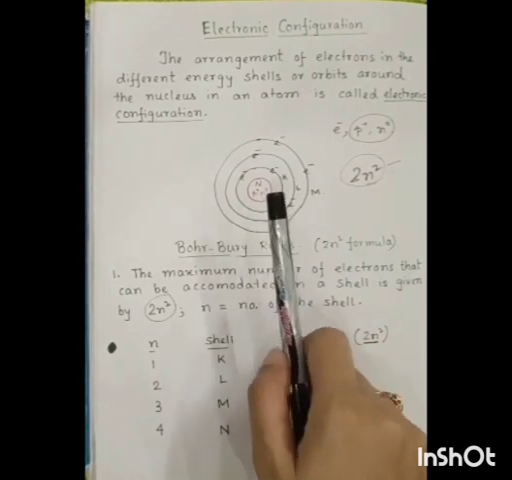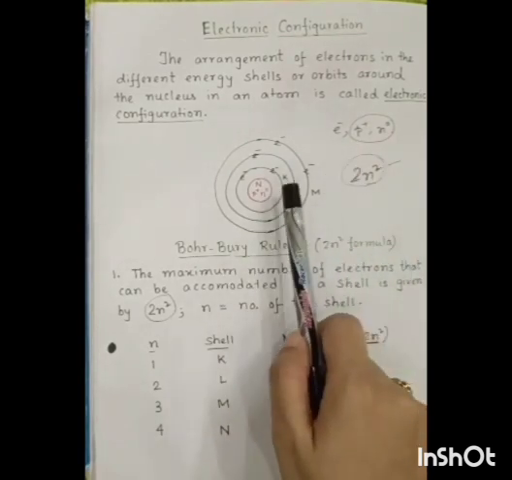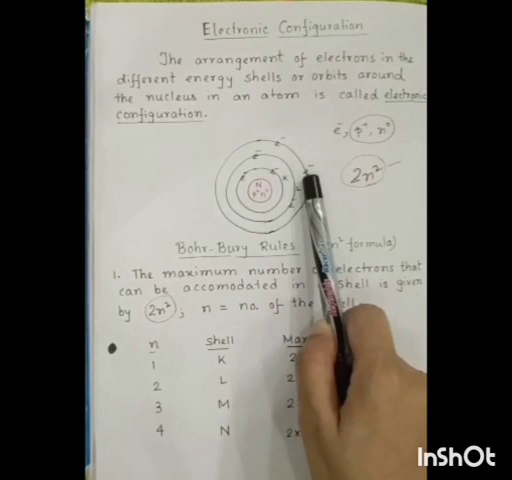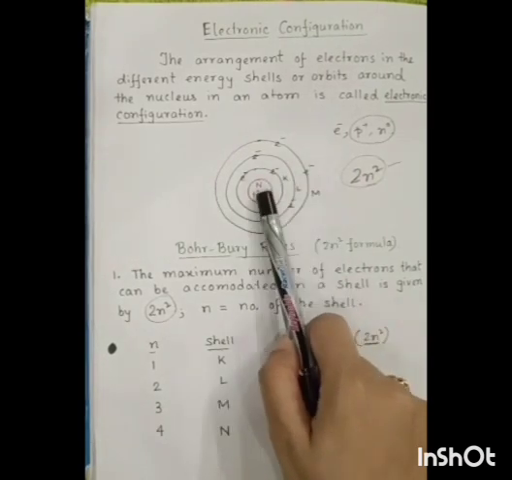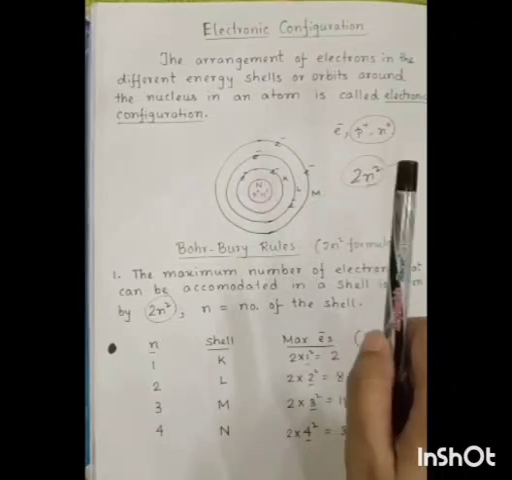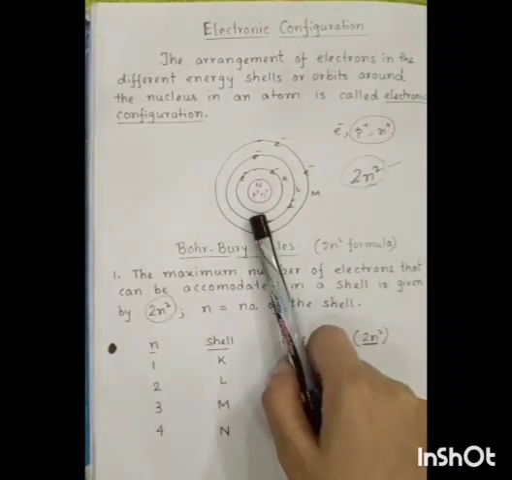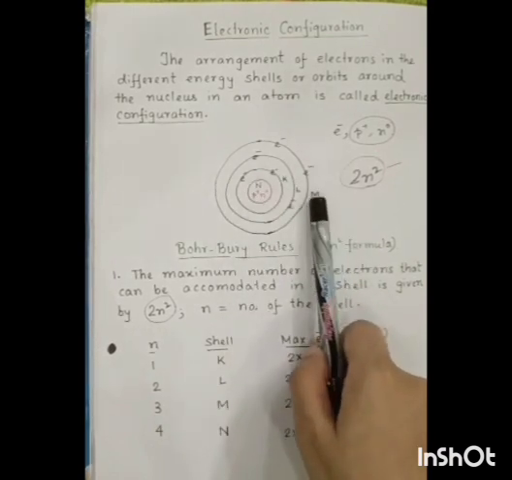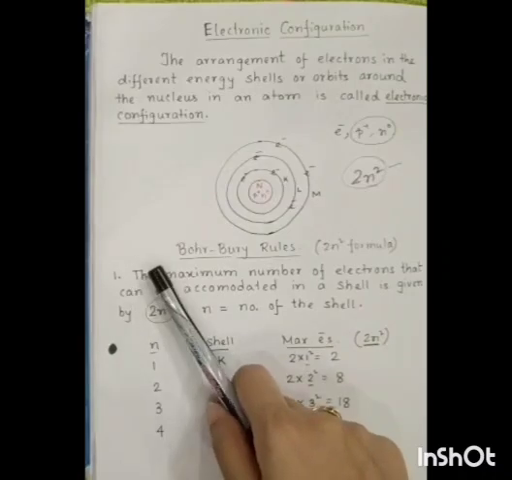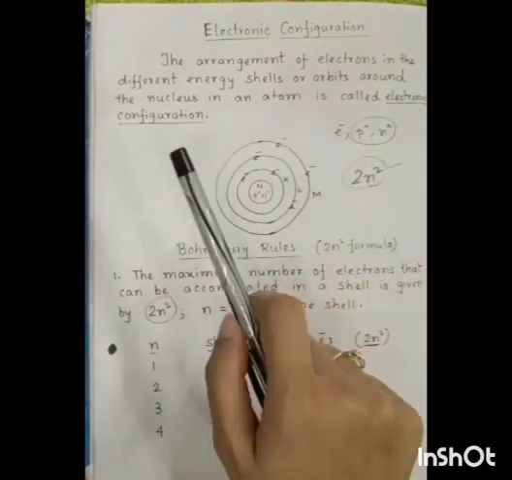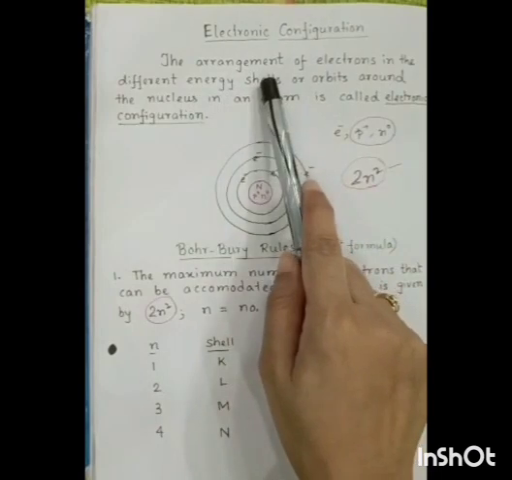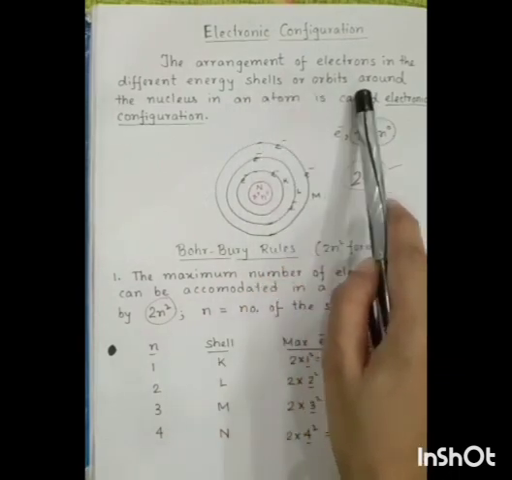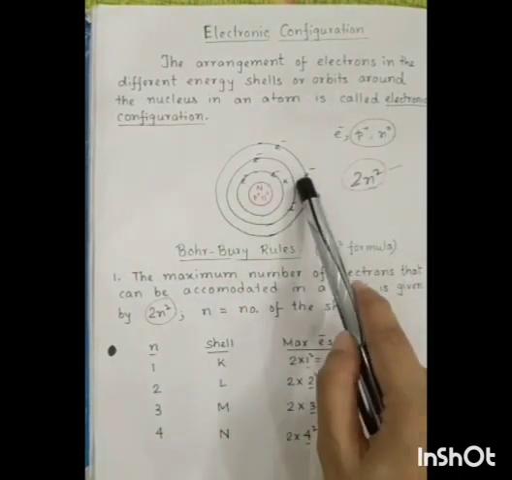Now, in this video, we are only concerned about the electrons and how these electrons are arranged or distributed in different energy shells or orbit around the nucleus in an atom. And this arrangement or distribution of electrons in different shells or orbits around the nucleus in an atom is called electronic configuration. So, electronic configuration can be defined as the arrangement or distribution of electrons in the different energy shells or orbit around the nucleus in an atom.